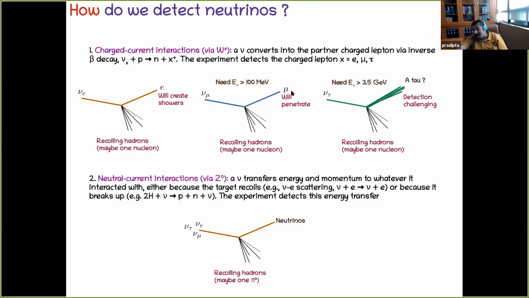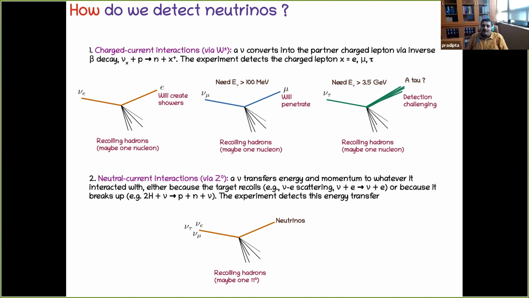Similarly, the muon is rather heavy, so now you need a threshold energy. The muon, as you know, will penetrate. We can detect that and we can confirm that it is coming from a muon neutrino. Tau is even heavier, so the threshold energy is much higher. And of course, here the detection is really challenging because the tau, unlike an elementary electron or muon, is going to decay and you are going to get a lot of different hadrons, leptons and neutrinos. So for a tau, detection is rather challenging.